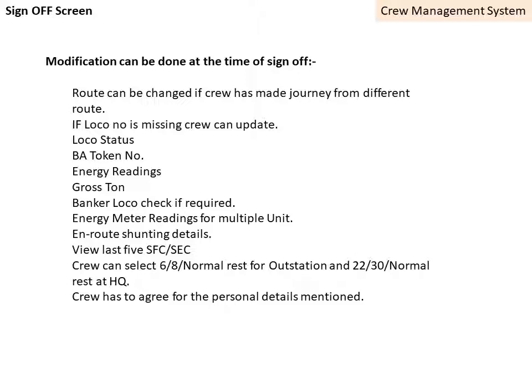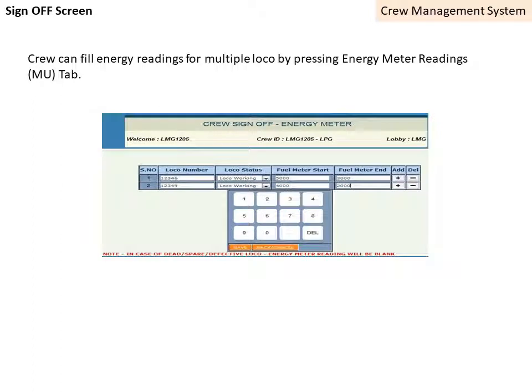The crew can select 6 hours rest, 8 hours normal rest, and for outstation 20 hours, and 22 or 32 hours normal rest at headquarters. This can be fed by the crew. The crew has to agree to the personal details as mentioned, that is, accept the details previously mentioned. After that he can add the energy meter readings, for a single loco or multi loco, the fuel meter, and if it is electrical the energy meter readings, and if it is diesel the fuel particulars will be added here.